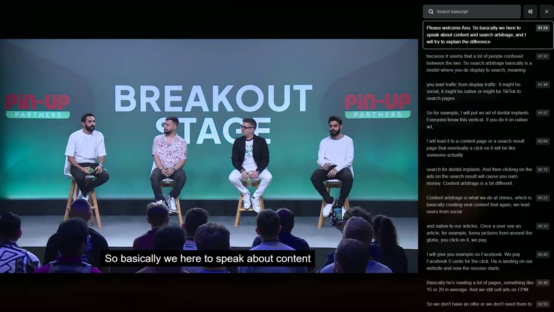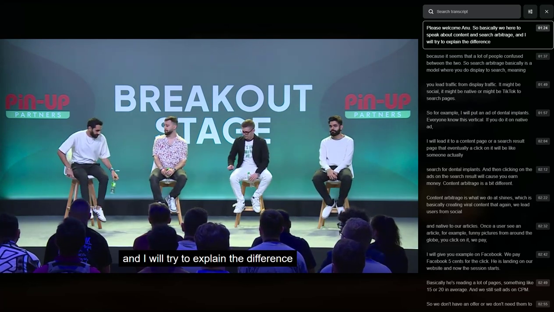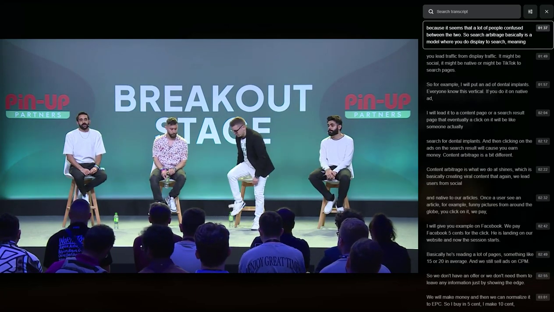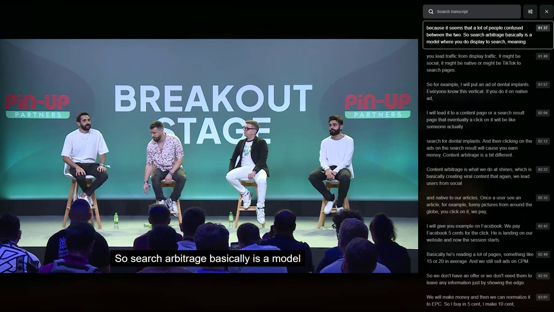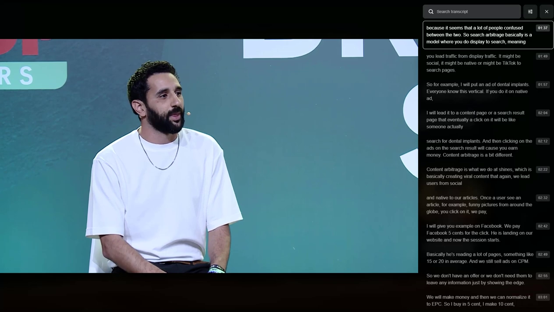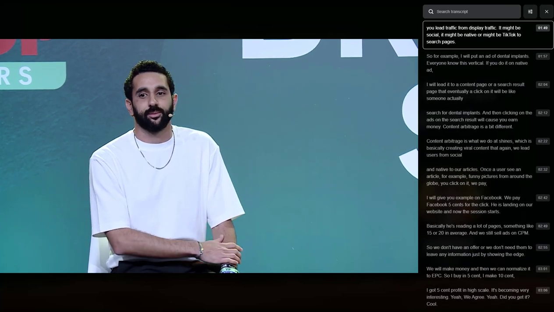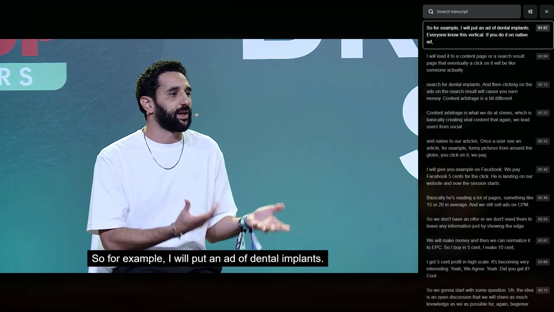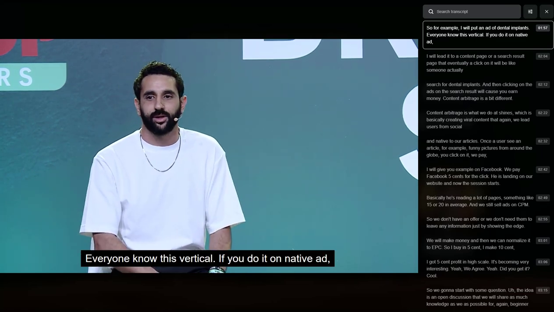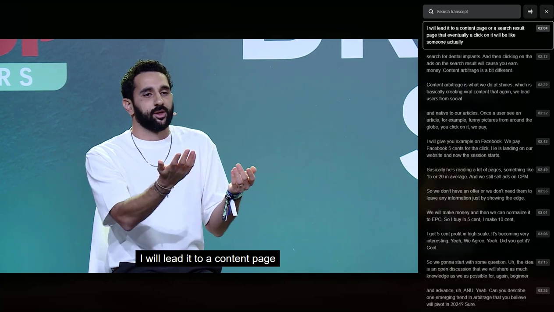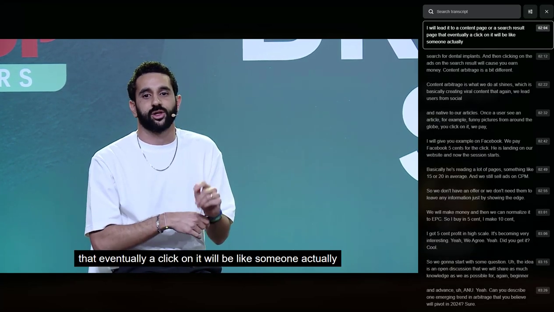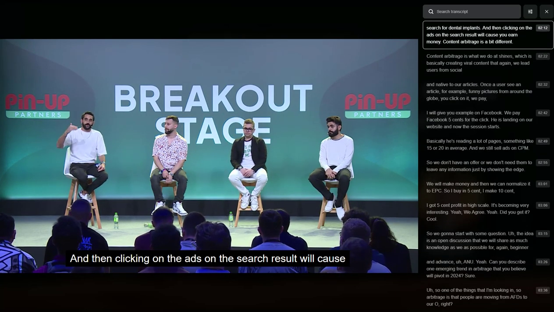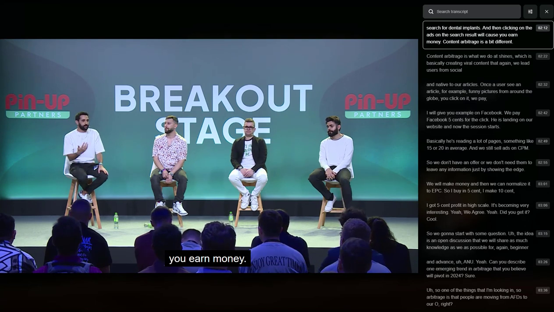So basically we're here to speak about content and search arbitrage, and I will try to explain the difference because it seems that a lot of people confuse the two. Search arbitrage is a model where you do display to search, meaning you lead traffic from display traffic, which might be social, native, or TikTok, to search pages. For example, I will put an ad for dental implants, everyone knows this vertical if you do it, on a native ad, and lead it to a content page or a search result page, where a click will be like someone actually searching for dental implants. Then clicking on the ads on the search result is how you earn money.